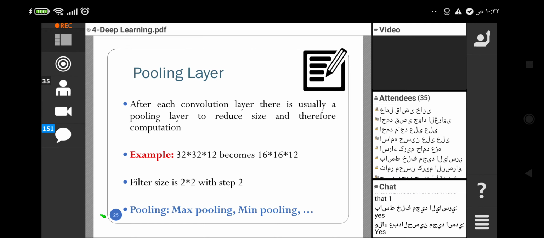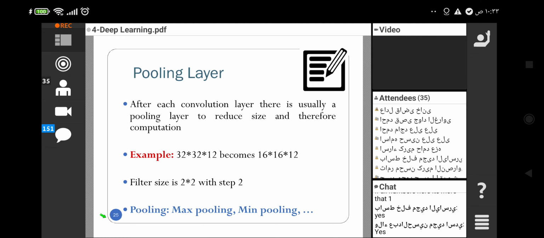Why do we need the pooling layer? Because we want to reduce the computation time. That's why we use the pooling layer. The pooling layer comes after the convolution, and it reduces the size of the output of the convolution.